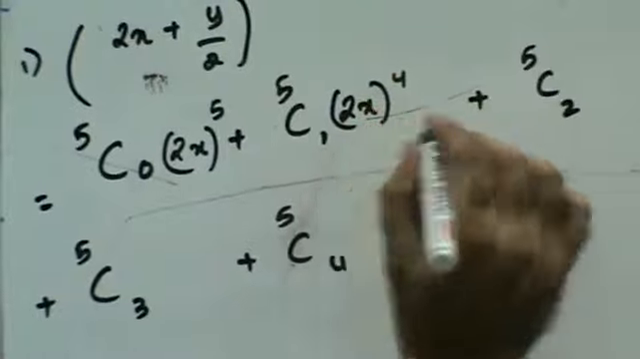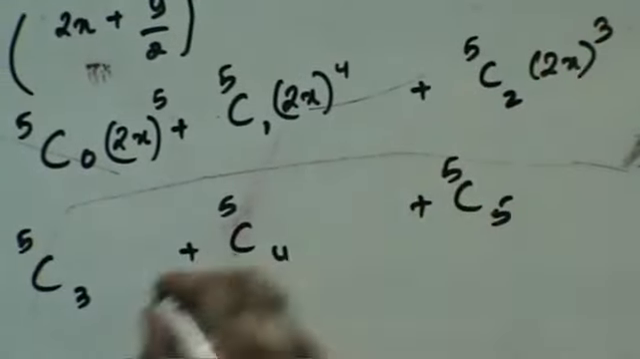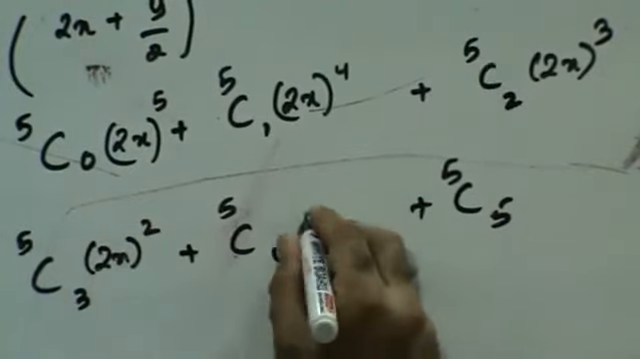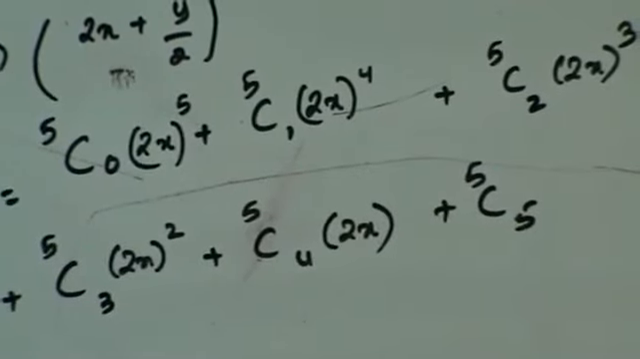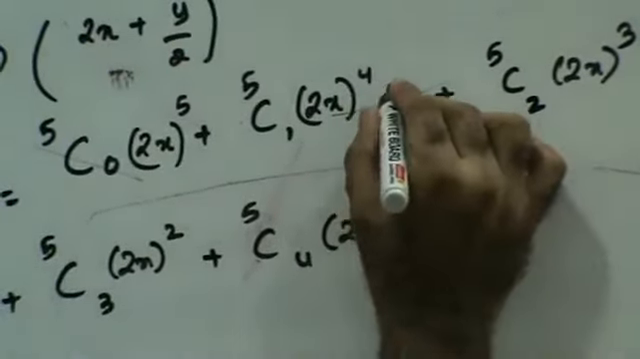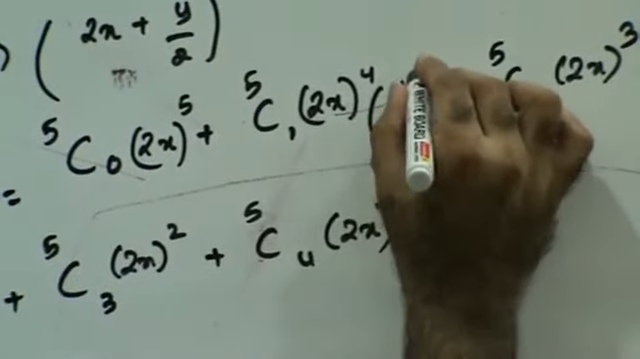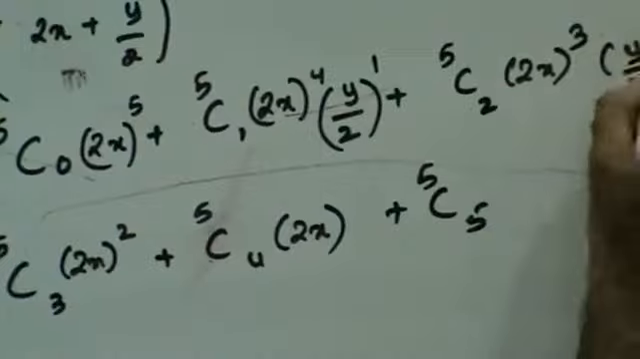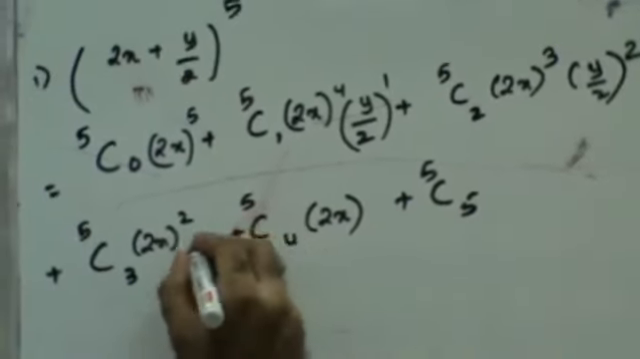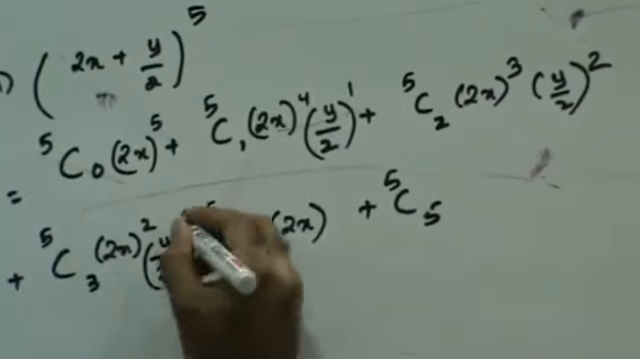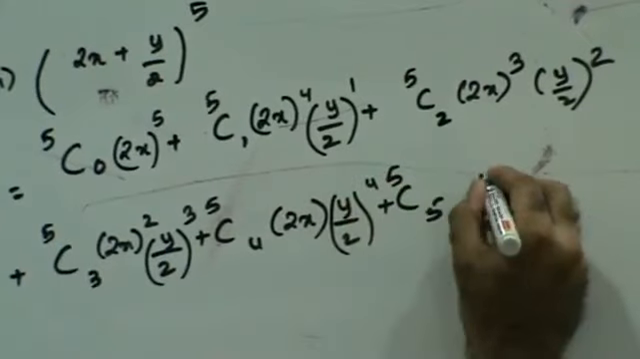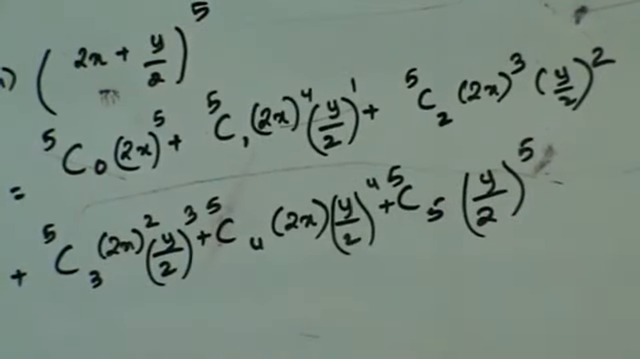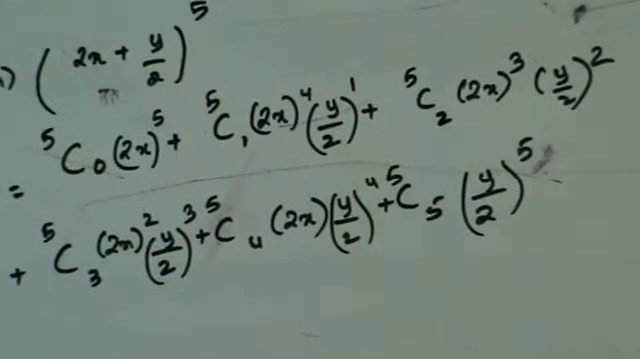2x raised to 4, 2x raised to 3, 2x square and 2x raised to 1. Right? Then move on to the second term. Second term, you start only with the second term. y upon 2 raised to 1, y upon 2 square, y upon 2 cube, y upon 2 raised to 4 and y upon 2 raised to 5. That's how you do expansion. Instead of learning the formula, that's a method to do the expansion for this. Right? Now let's expand this.